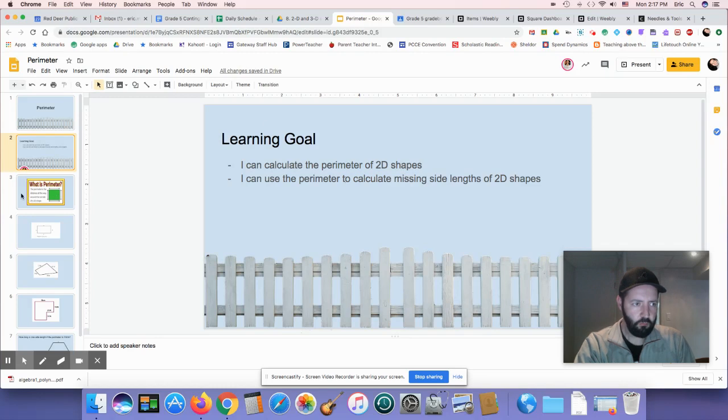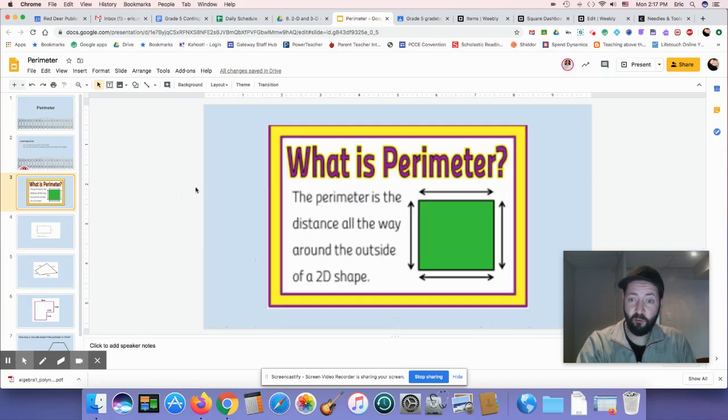On this slide here, what is a perimeter? You may be asking that question. The definition for perimeter is quite simple. It's simply the distance all the way around the outside of a 2D shape.